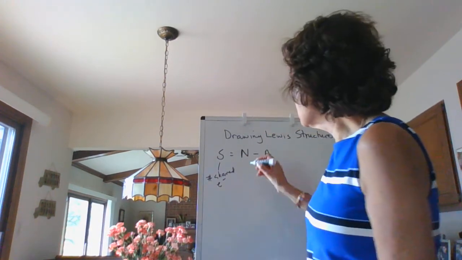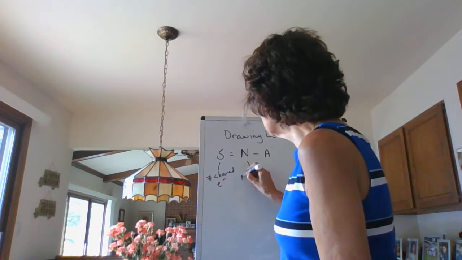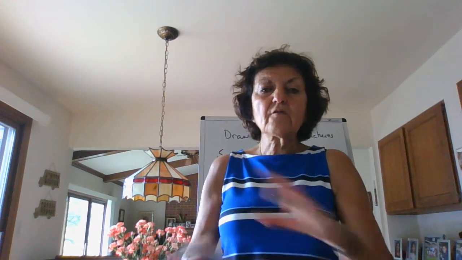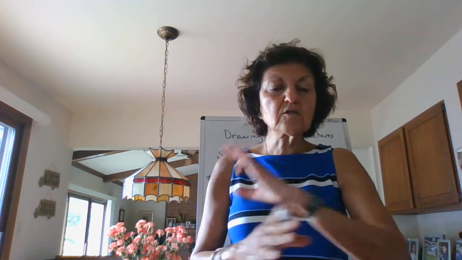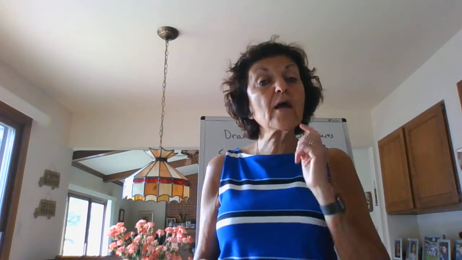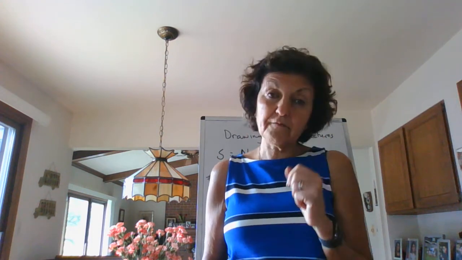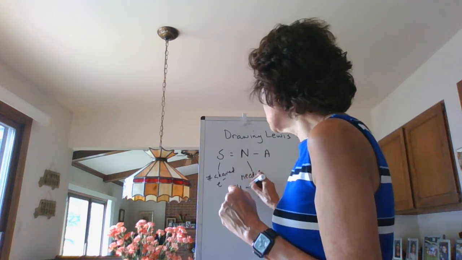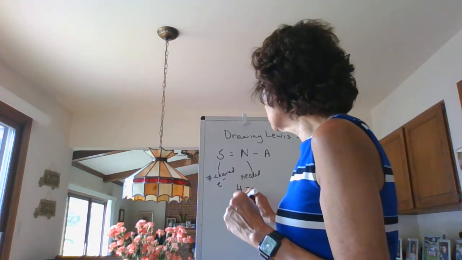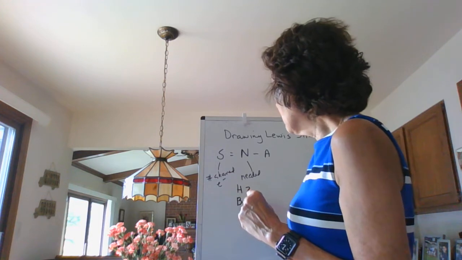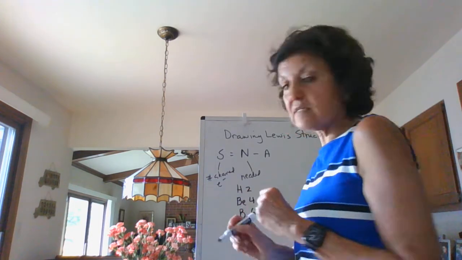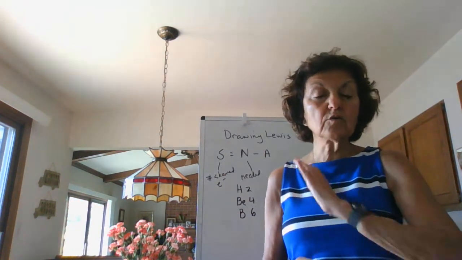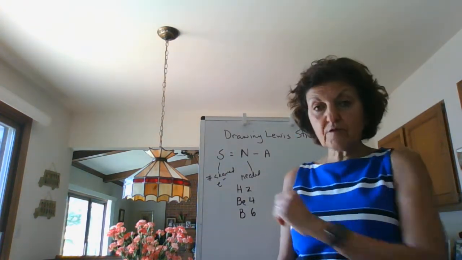Okay? This N is needed. Everybody wants an octet. So needed is always 8 for everybody except for a few of the exceptions. Hydrogen's octet is 2. Beryllium's octet is 4. Boron's octet is 6. And you'll see a couple of others also. But everybody else, the N value is always going to be 8, except for these guys.